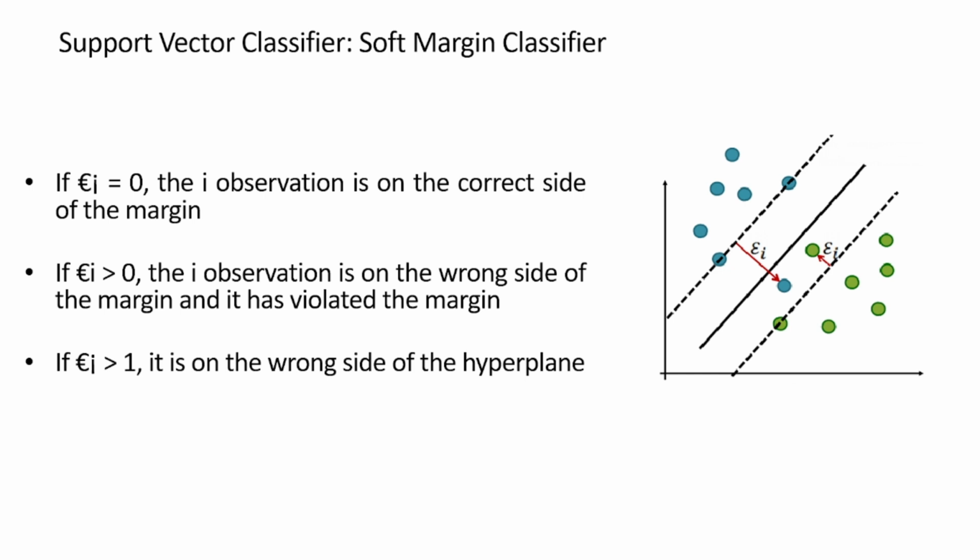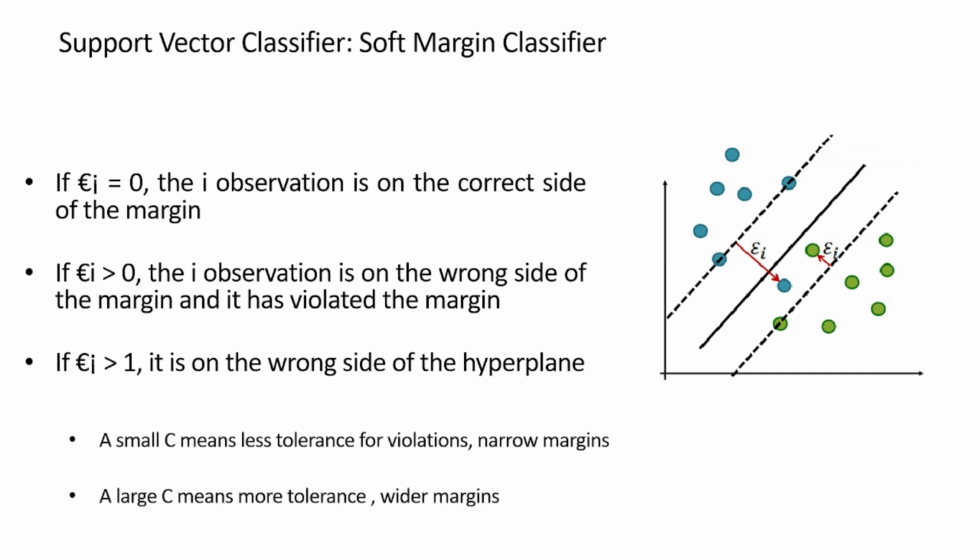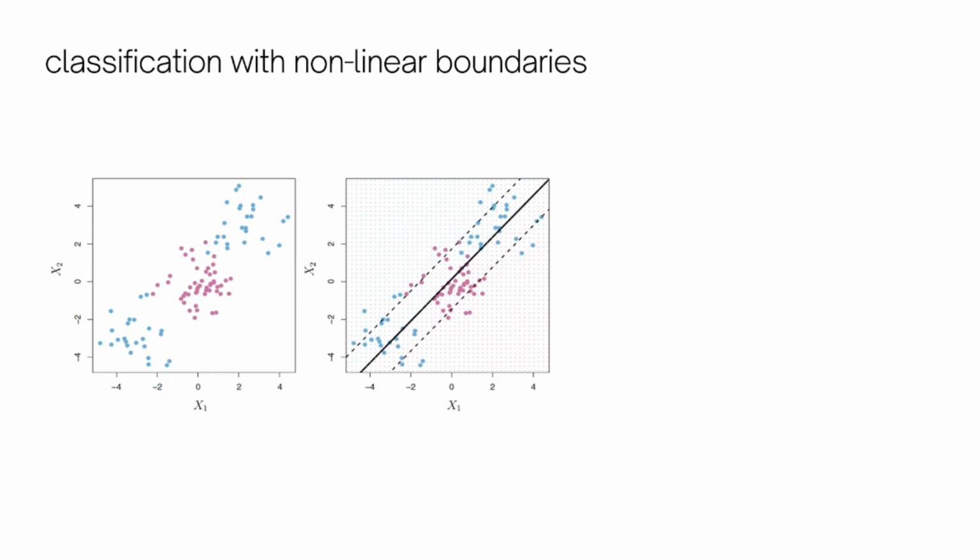The amount of violation we allow is controlled by a tuning parameter, C. Think of C as the flexibility knob. A small C means less tolerance for violations, leading to narrower margins. A larger C means more tolerance, allowing wider margins. All right, so far, we've talked about how SVMs use a hyperplane to classify data. Pretty cool, right? But what happens when the data isn't neatly separable by a straight line or plane? Let's dive into nonlinear boundaries.